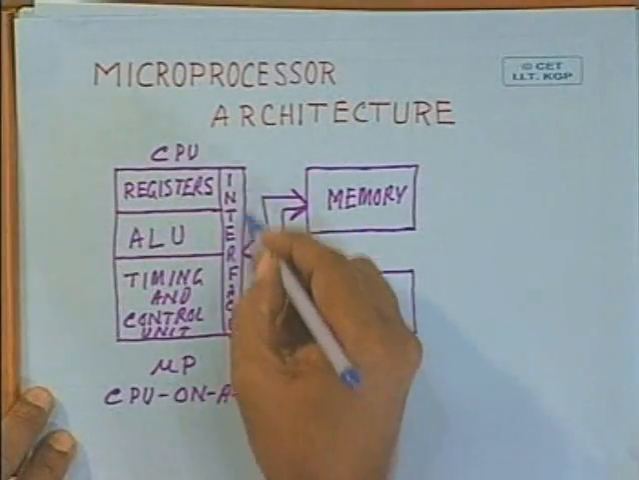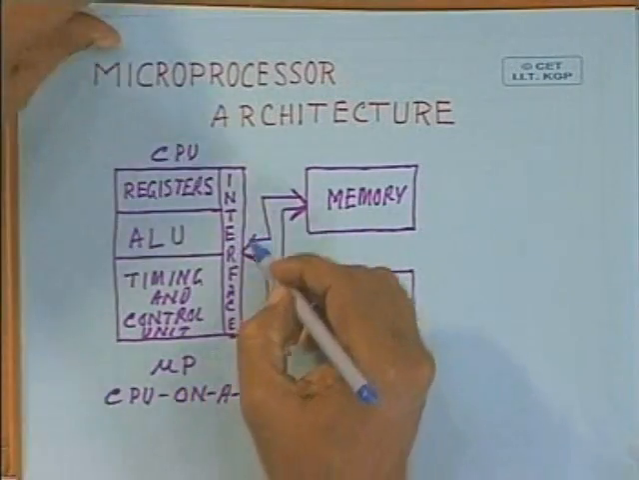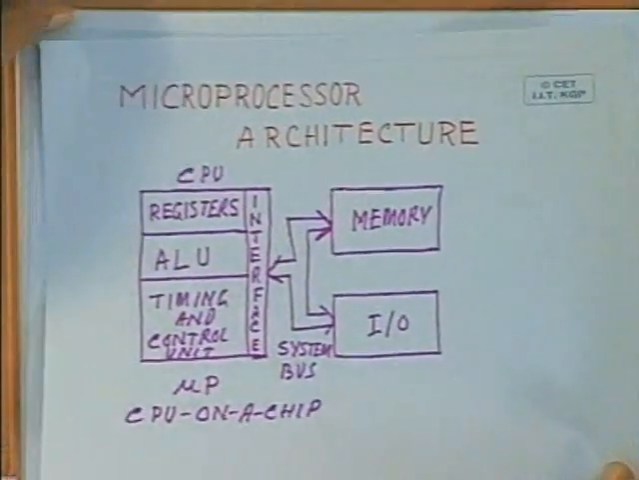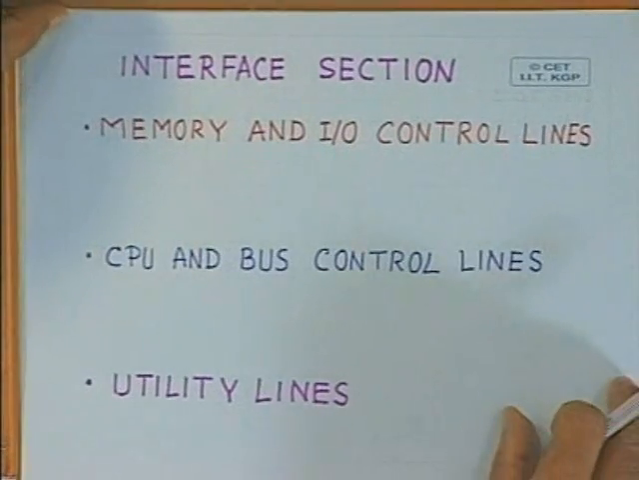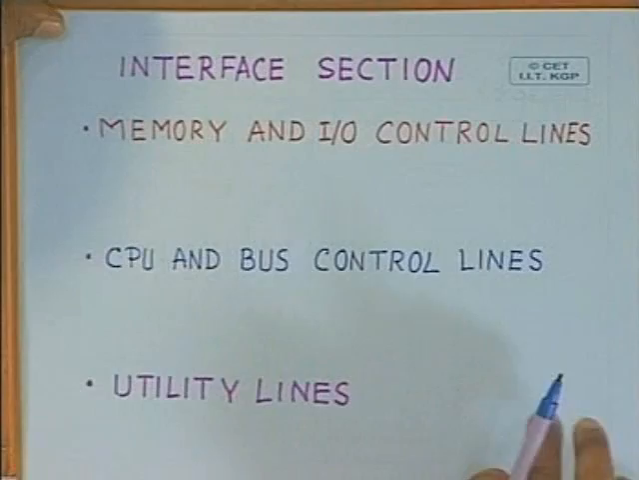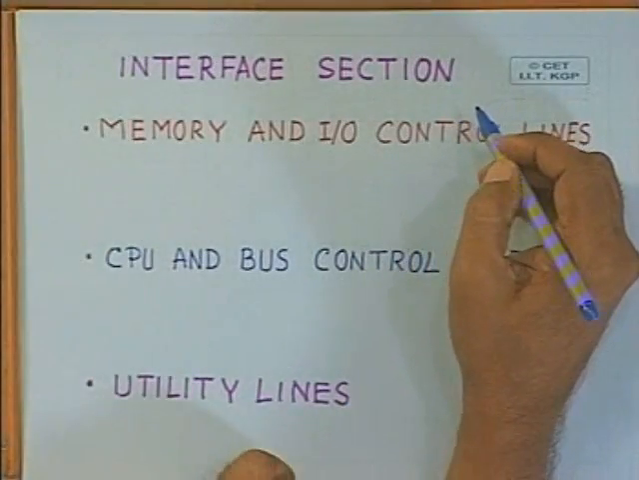Now let us focus on the interface section. Before we discuss the timing and control unit, let us focus on the interface section. The interface section is decided by technology as well as by the commercial aspect. For example, the number of pins that is provided by a microprocessor is dependent on the technology of that date.